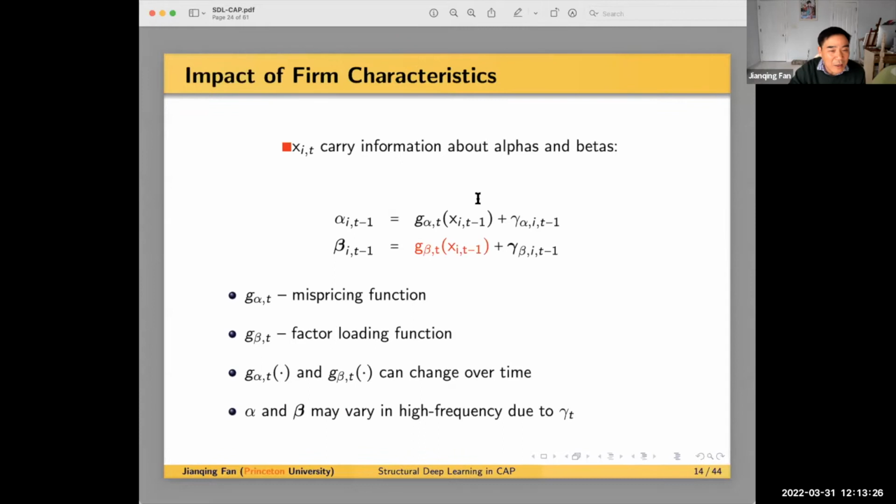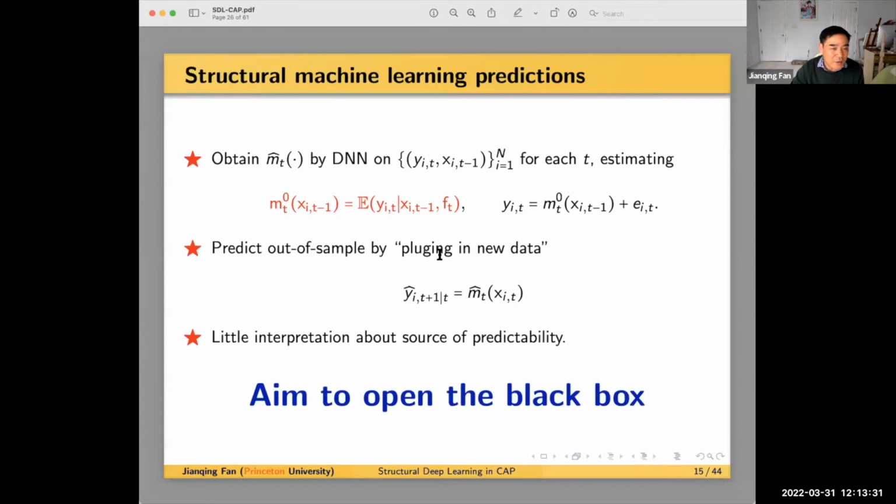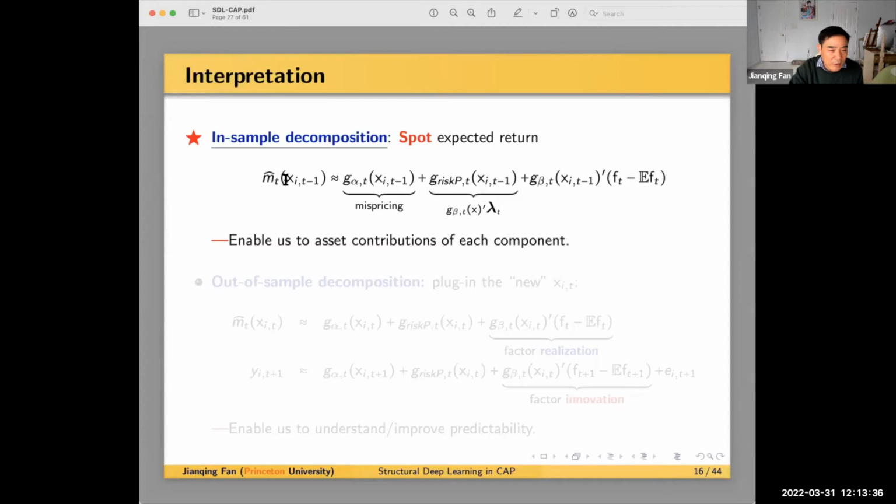In other words, when you do cross-sectional regression, the function, the spot volatility you are learning, really includes three parts: the mispricing part, the risk premium part, and the factor realization part. Our model allows us to understand the contribution of each of these components.